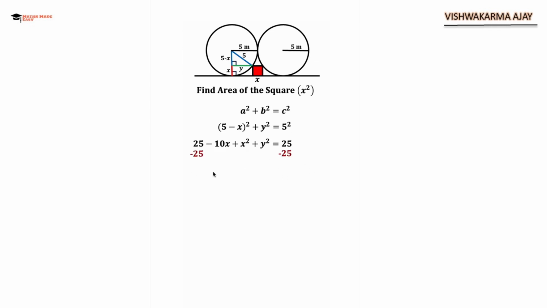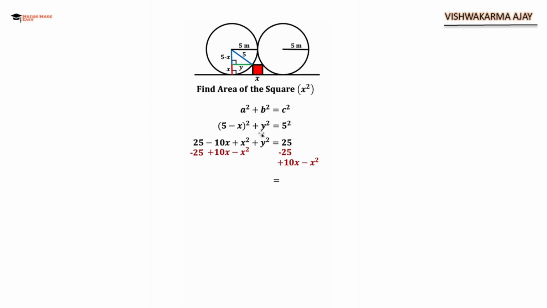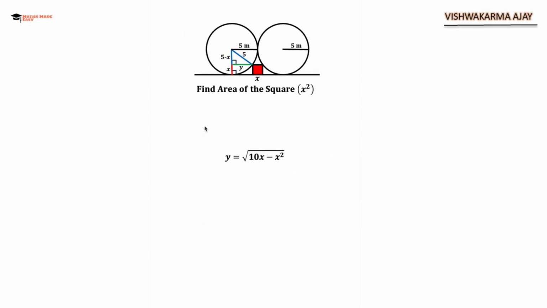And then we can subtract 25 from both sides, and we can also subtract the rest of this stuff from both sides. On the left-hand side, we only have y squared, and on the right-hand side, we have 10x minus x squared. After we square root both sides, we have y is equal to the square root of 10x minus x squared. And now we can clean things up a little bit.